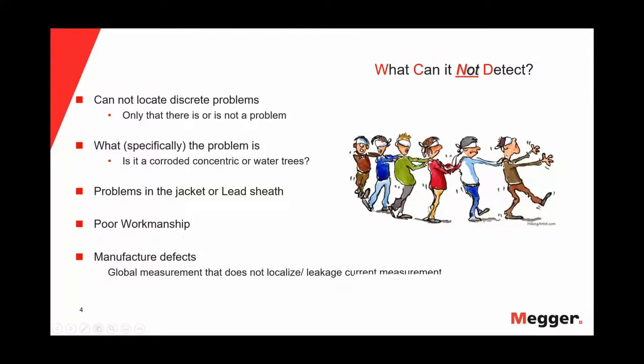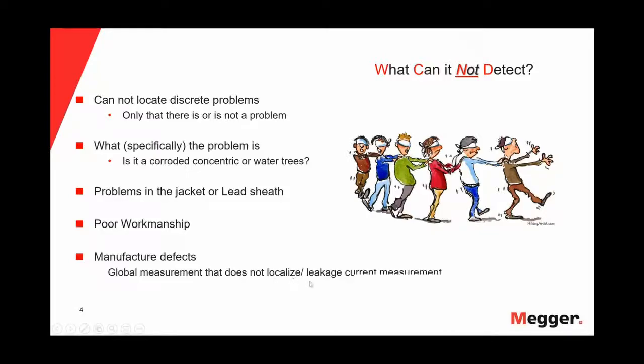What it cannot detect is discrete problems. It cannot locate them, only that there is or is not a problem. As stated before by my colleague, this is a global assessment. What specifically the problem is, it cannot detect either. Is it a corroded concentric, a water tree, maybe a dirty termination? Problems in the jacket or the lead sheath, poor workmanship, manufacturer defects: it is a global measurement that does not localize.